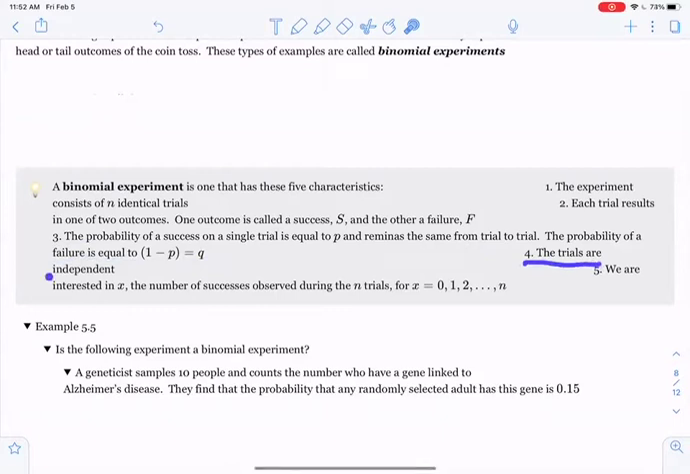Four, the trials themselves are what we are going to call independent, right? The outcome of one trial is not going to affect the outcome of the other. So just because we flip a heads on the 7th toss does not mean we're any more likely to flip a heads or tails on the 8th toss. And five, what we are interested in is the number of successes observed in the n trials.